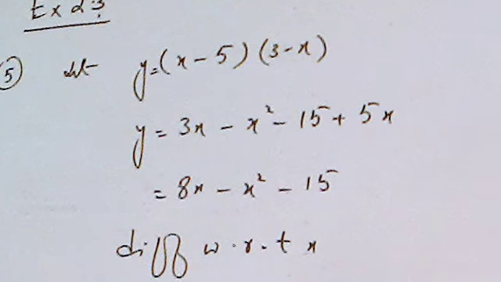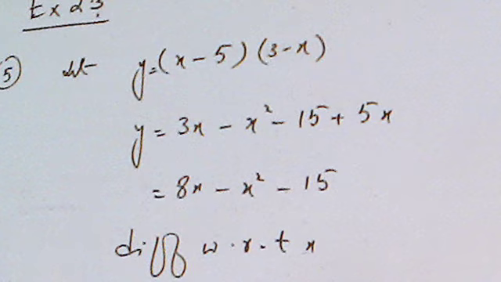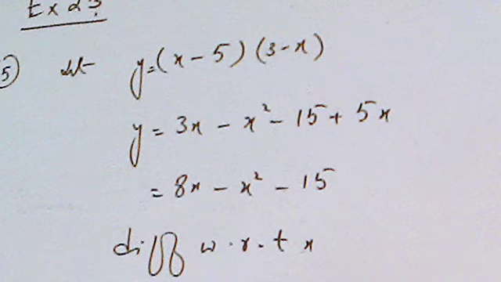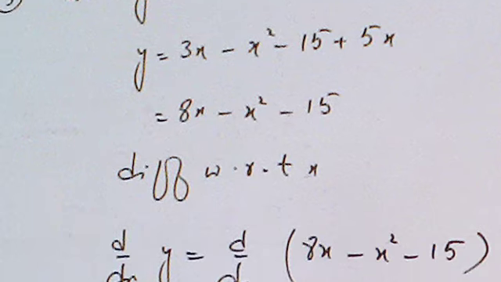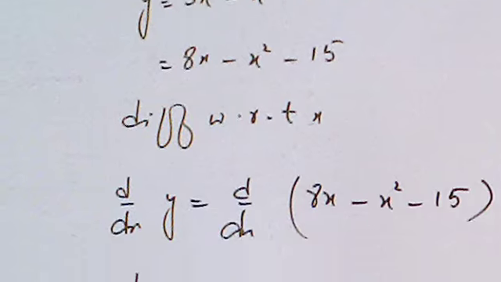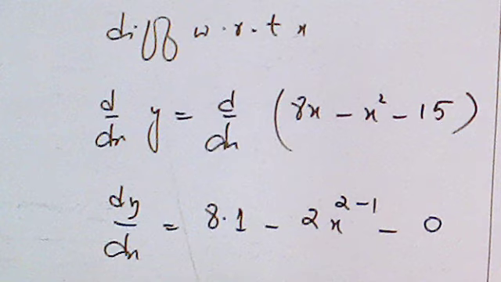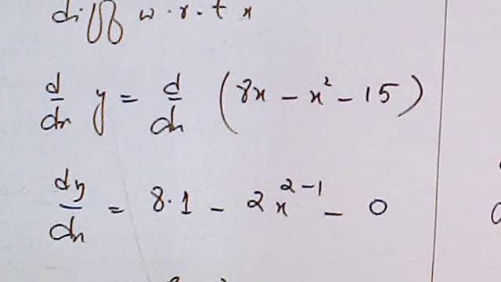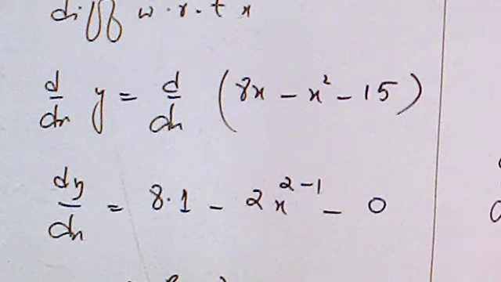Now here we have a question: y is equal to (x minus 5)(3 minus x). We first multiply these values, then differentiate with respect to x. We apply d by dx on both sides. When we apply d by dx on y, it becomes dy by dx. And now here we apply the formulas. Derivative of x is 1. Derivative of x square is 2x^(2-1), and 15 is a constant, so its derivative is 0.